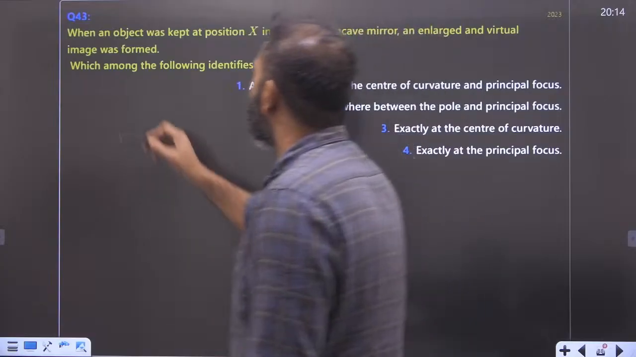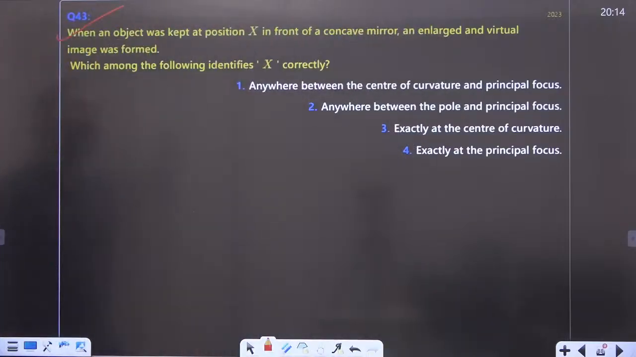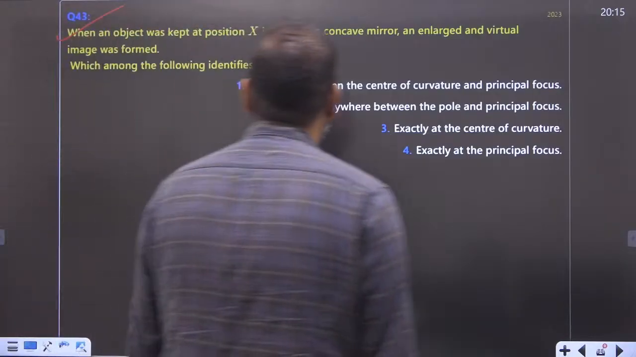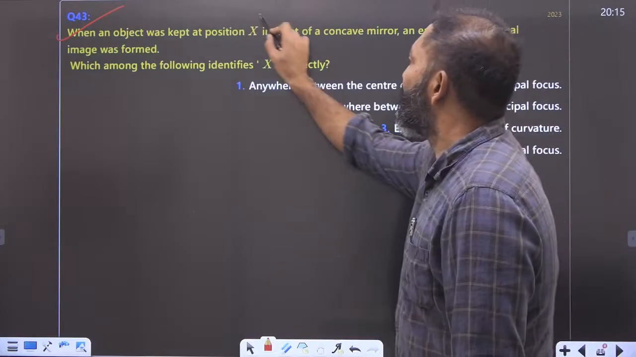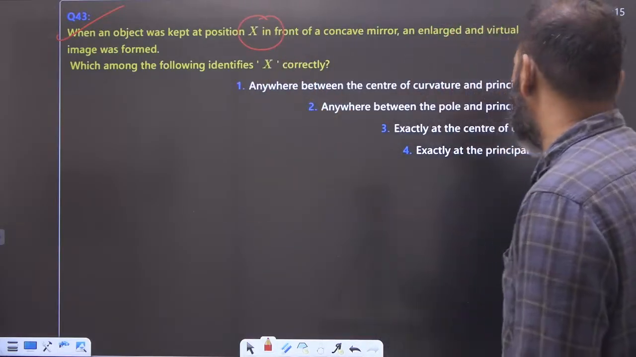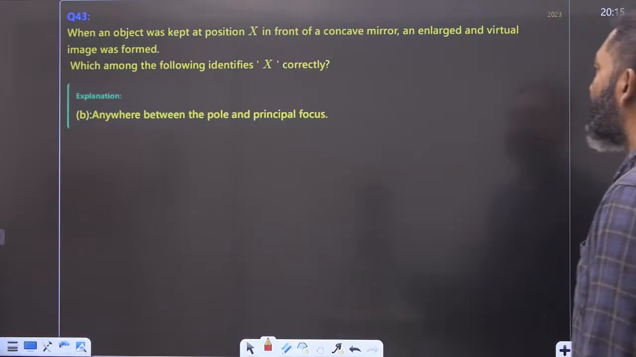When an object was kept at the position x in front of a concave mirror, an enlarged and virtual image was formed. Which among the following identifies x correctly? x is a position. Let's see which position is correctly indicated.